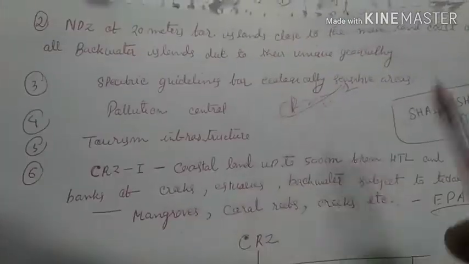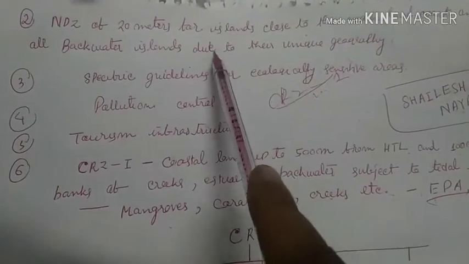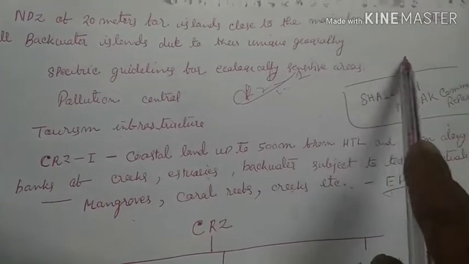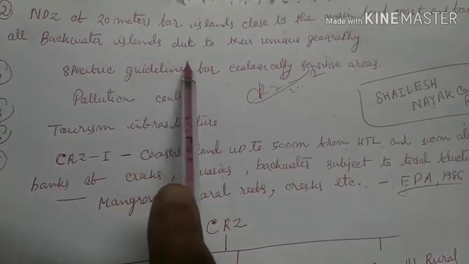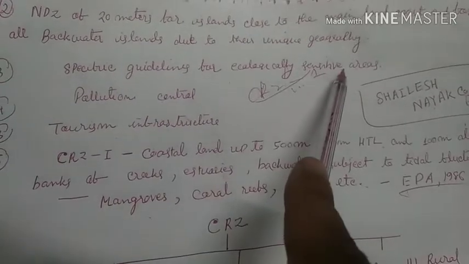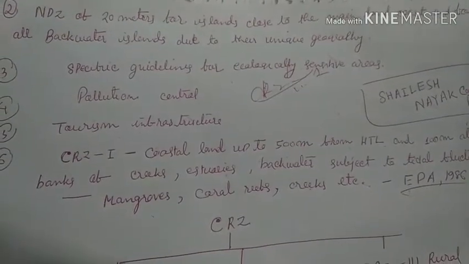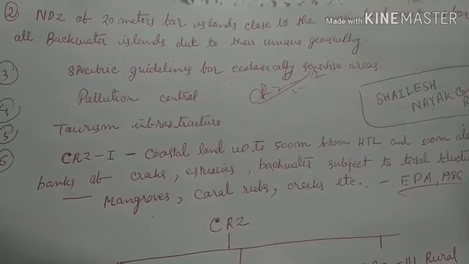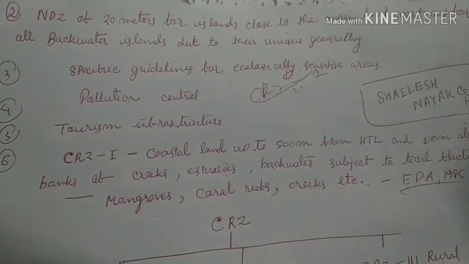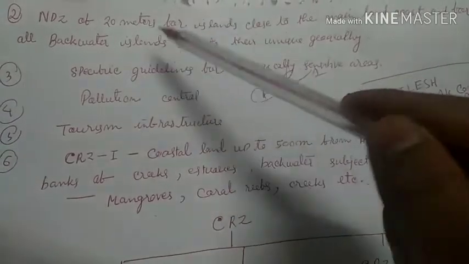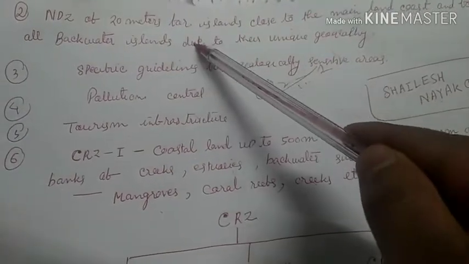Now, no development zone is 20 meters for islands close to the mainland coast and for all backwater islands due to their unique geography. The islands which bear invaluable marine ecosystem and which have unique geographical features, which are close to the mainland coast, that no development zone in such case has been restricted up to 20 meters.